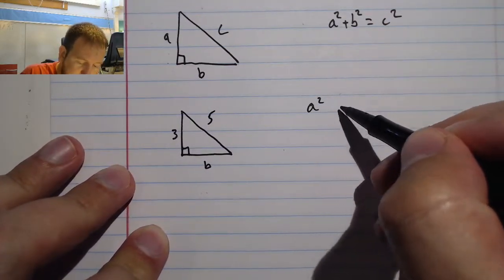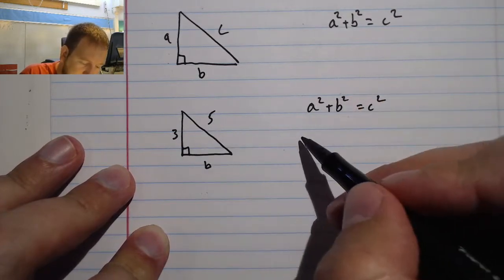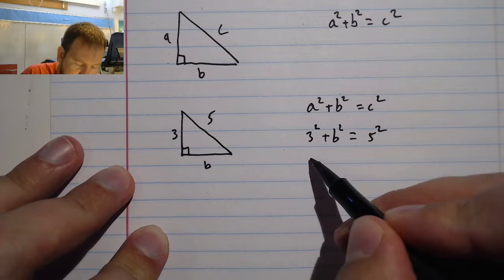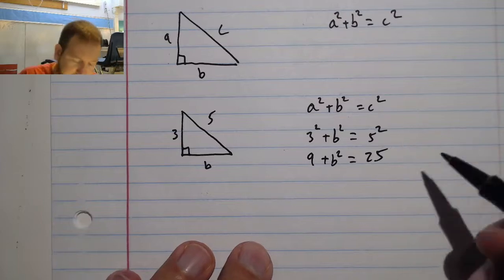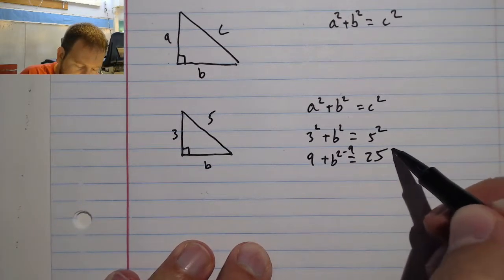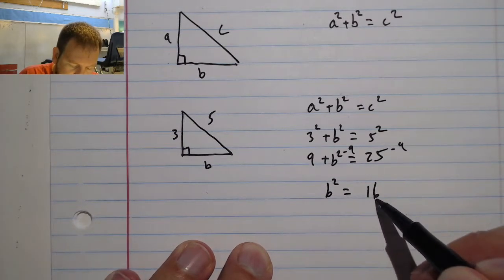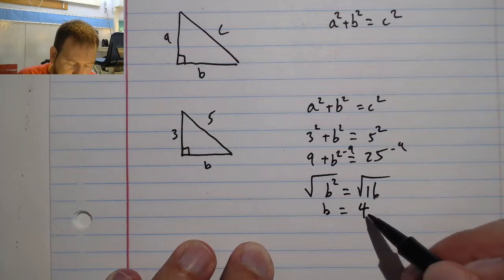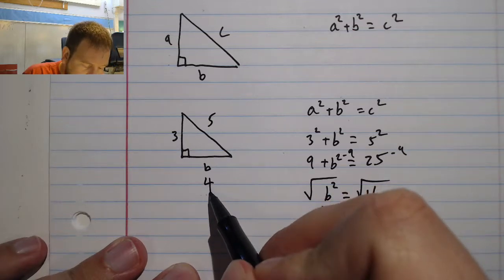So I'm going to write my equation, my Pythagorean Theorem. A squared plus B squared equals C squared. I have 3 squared plus B squared equals 5 squared. 9 plus B squared equals 25. Do my simplifying step. Subtract 9 from both sides because I'm trying to get rid of this. I have B squared equals 16. I'm going to take the square root of both sides, and now I have B equals, the square root of 16 is 4.